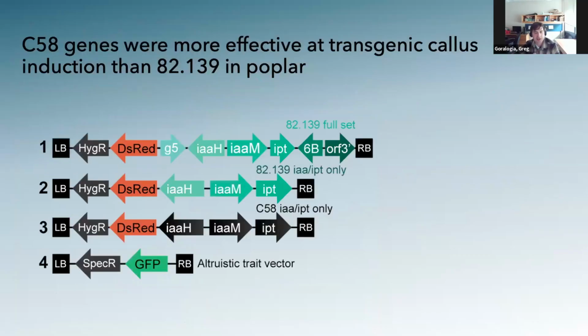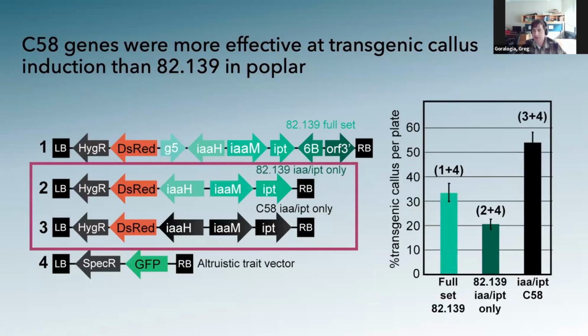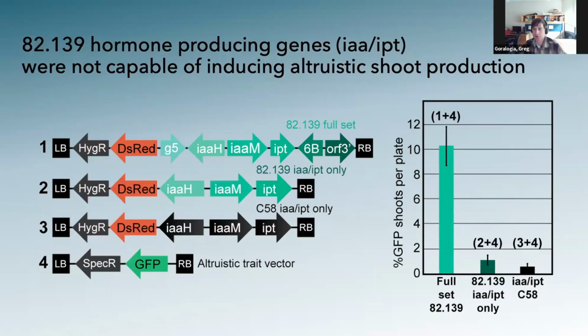In order to test this, we cloned out the hormone genes from this shooty strain, as well as the reference agrobacterium tDNA C58. So that's shown here in the middle, sort of excluding the other genes that are in this region. If we just look at transgenic callus, actually the C58 genes are better than this strain in hybrid poplar. But in terms of transgenic shoots, ones that only get the trait tDNA, actually both of them are non-functional. So you need the 6 genes and not just the hormone genes, which was pretty interesting.